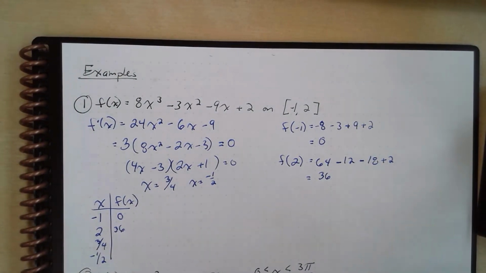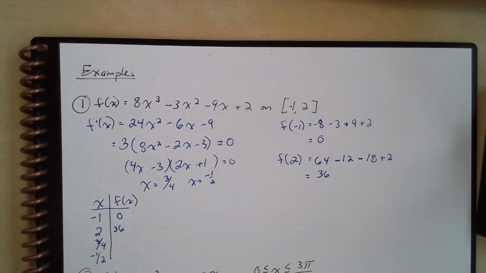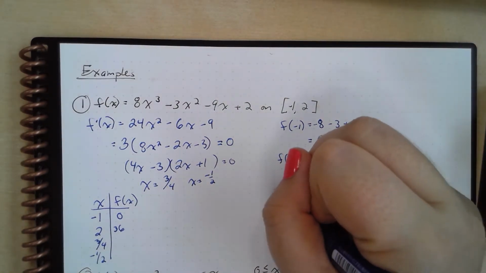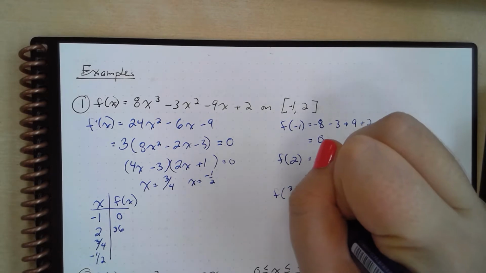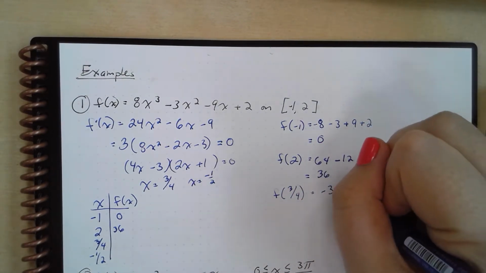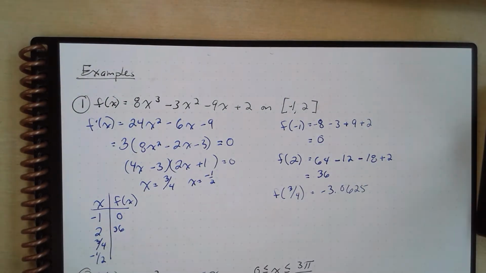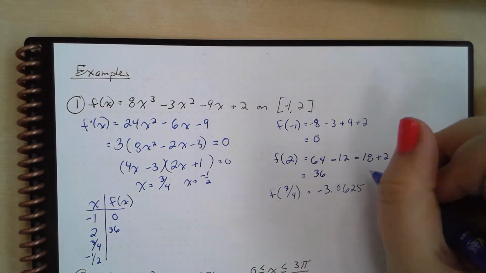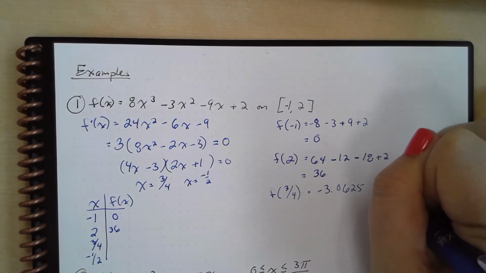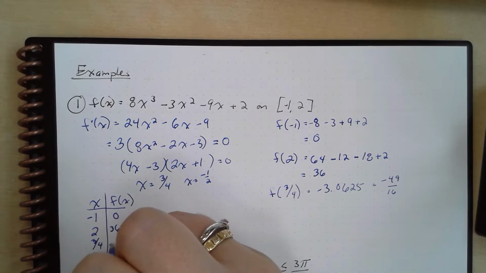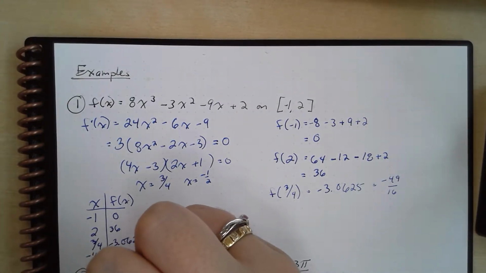Okay, and I'm going to use my calculator for this one. I'll pause for a second while I type this. Okay, I got f of 3/4. I just used my calculator. We got negative 3.0625. I guess I could write that as a fraction. It's like negative 49/16, but that doesn't really help me too much.